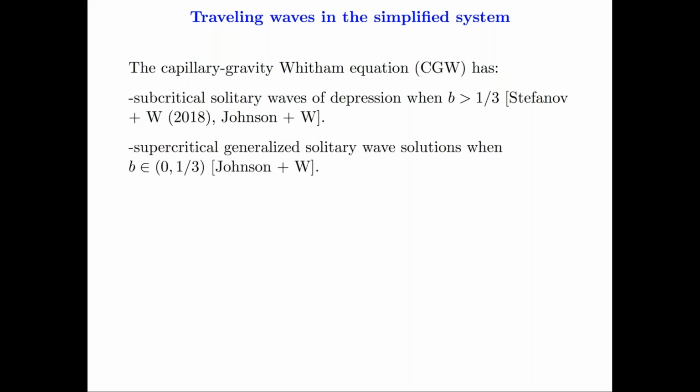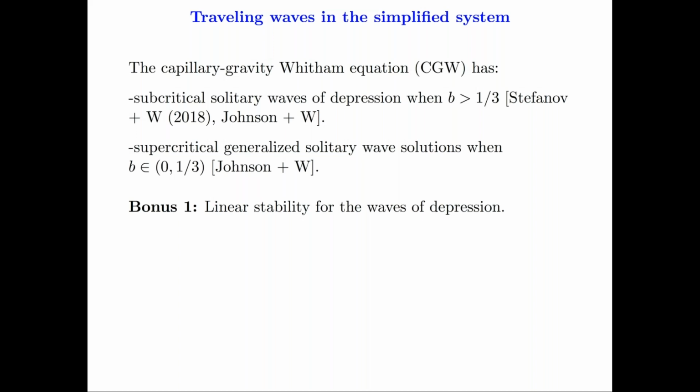And then Matt and I proved that the subcritical generalized solitary wave solutions are there when B is in between 0 and a third. So that is to say, we were successful in our goal of matching results for the simplified model to the full model. We got a little bit extra because the equation is a little bit simpler. Well, I don't want to say extra, but we got some stuff.